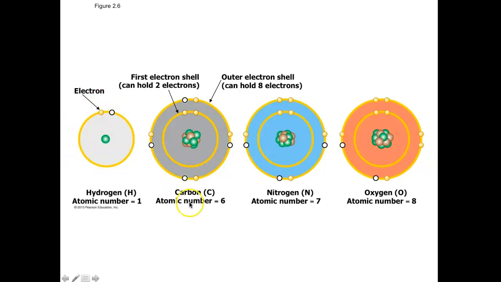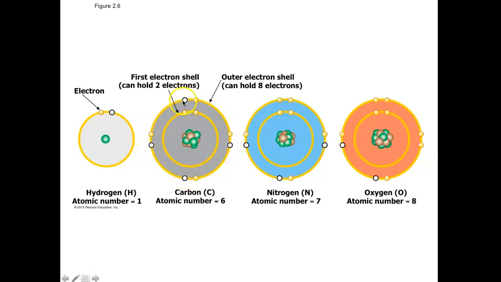For carbon, carbon has 6, right? So our yellow dots here are the electrons. So 1, 2, right? Those fill the innermost shell. And then we have 4 more. So the outer shell has 1, 2, 3, 4 electrons. Now look, there's 4 empty spots, right?